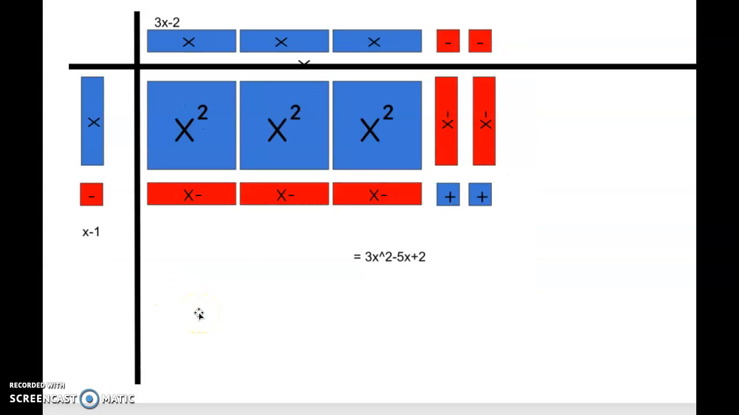My second problem here is 3x minus 2 times x minus 1. So my solution is in here. I got x times x, which is x squared, 3 times, and then I take my positive x times my negative 1 to get negative x 3 times, and then I take my negative 1 times my negative 1 to get 2 positives, and these 2 right here were my positive x times negative 1. So my solution is 3x squared minus 5x plus 2.